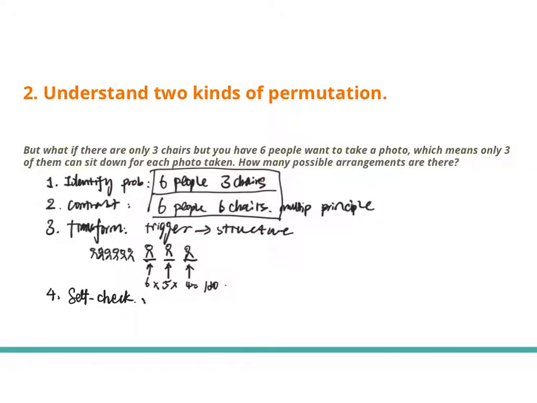So we are ready to move to the 5th step, that is about the reflection. After solving this problem, we already know that when we face this kind of problem, it doesn't really matter how many chairs are here, whether the number of chairs is equal to the number of persons. We can just apply the multiplication principle to reason through.